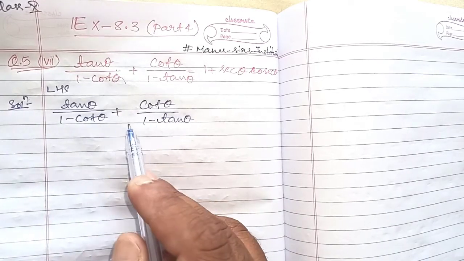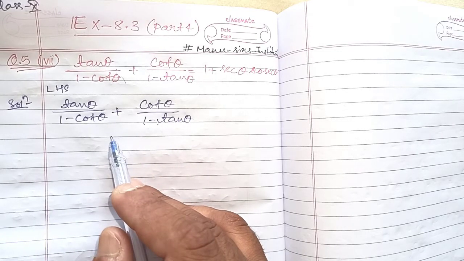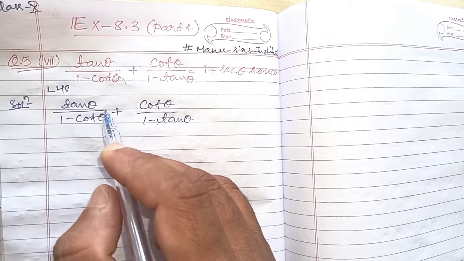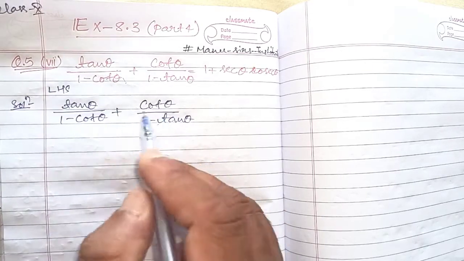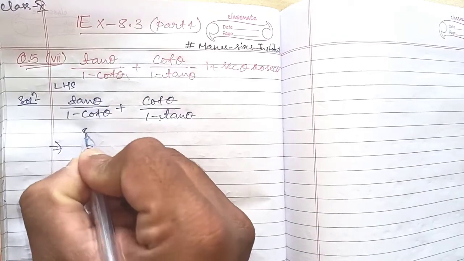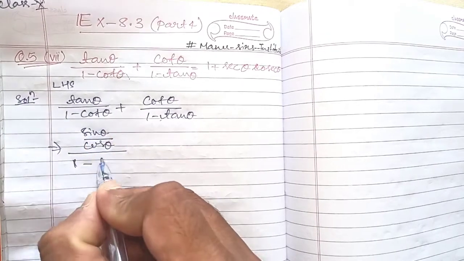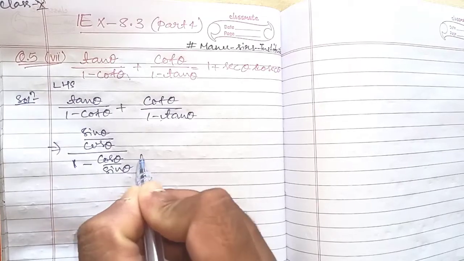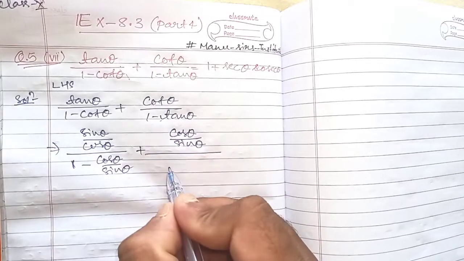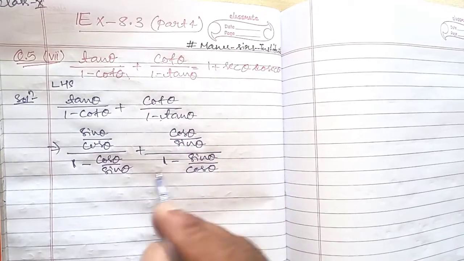Now here there are no squares given in the question, so without the square we won't be able to use the identities. For that reason we will convert everything in terms of sine and cos. I told you previously that whenever you are unable to solve any question, you convert everything in terms of sine and cos. So we will start. I will change tan theta into sine theta by cos theta, whole divided by 1 minus cot theta, which will become cos theta by sine theta, plus cot theta will become cos theta by sine theta, whole divided by 1 minus tan theta, which will become sine theta by cos theta. So everything we have changed in terms of sine and cos.